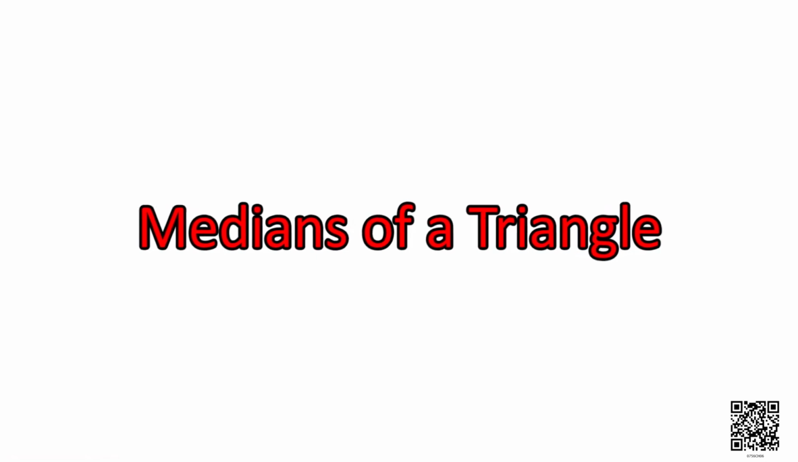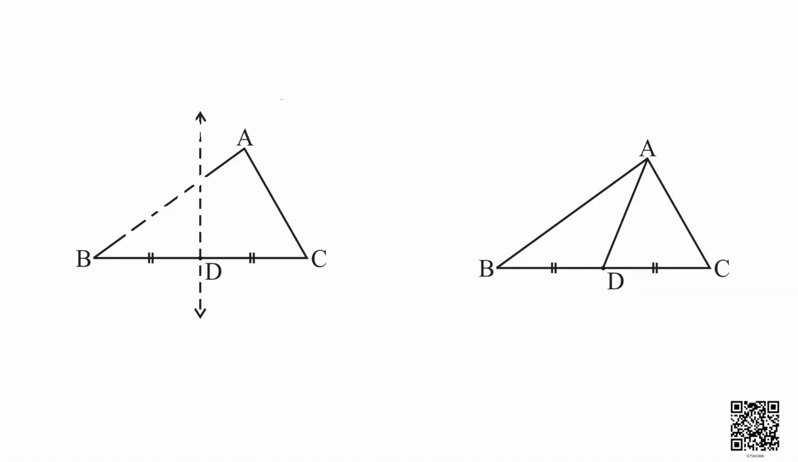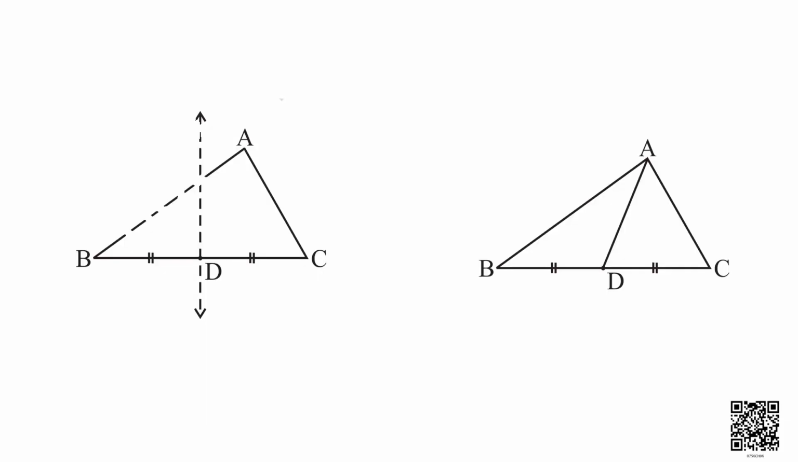Now on the topic of medians of a triangle. Given a line segment, you know how to find its perpendicular bisector by paper folding. Can you cut out a triangle ABC from a piece of paper and consider any one of its sides, say BC. By paper folding, locate the perpendicular bisector of BC. The folded crease meets BC at D, its midpoint. And now we will join A to D with line AD.